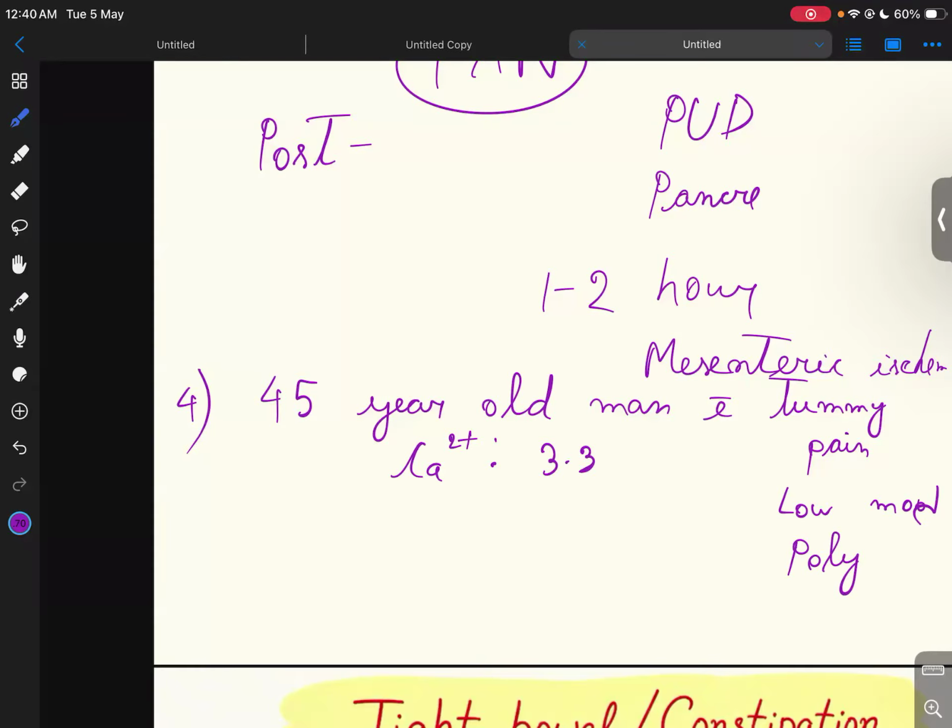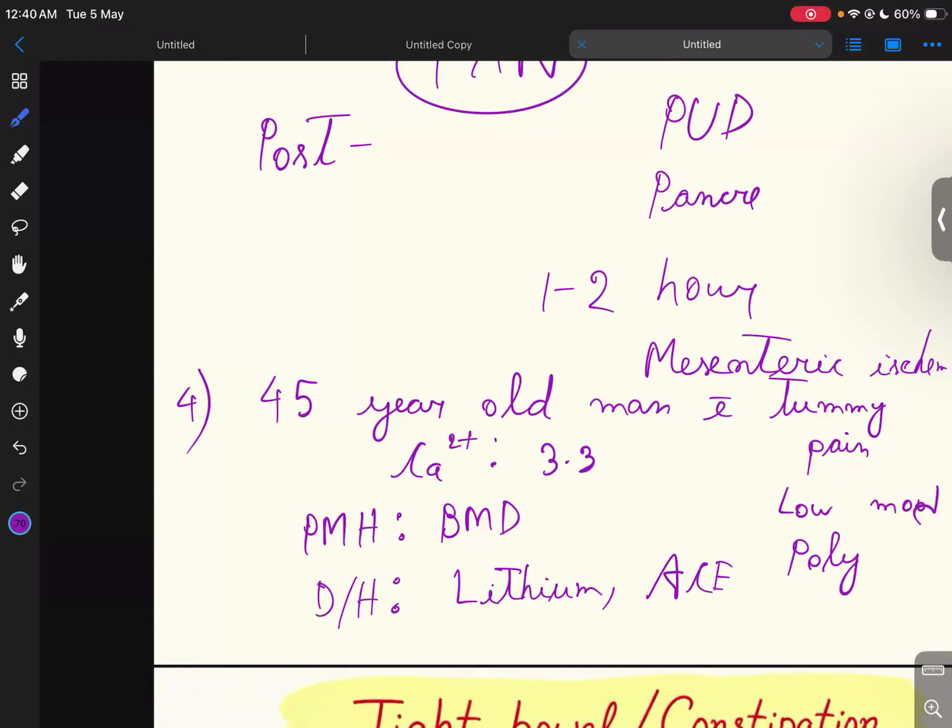But in the past medical history, he has bipolar mood disorder. In the drug history, he is taking lithium and an ACE inhibitor. So based on this, first let me know what is the cause of tummy pain. Then what is the cause of the cause? What is the location of the tummy pain?